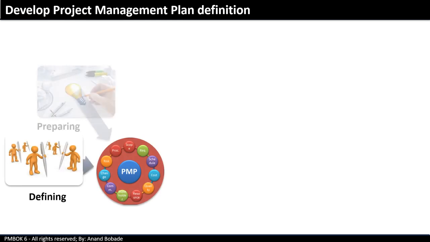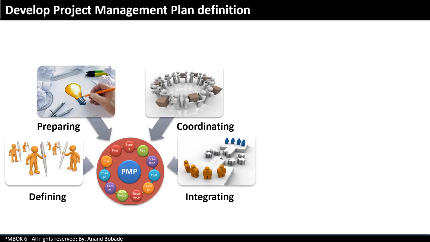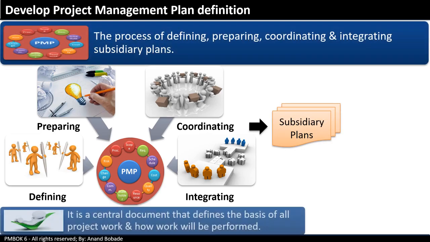Let's take a look at the develop project management plan process definition. It is the process of defining, preparing, coordinating, and integrating all subsidiary plans. It is a central document that defines the basis of project work. It defines how the project will be executed, monitored, controlled and closed. Remember, you may get a direct question on the definition. The best way to familiarize yourself with the definition is through flashcards.